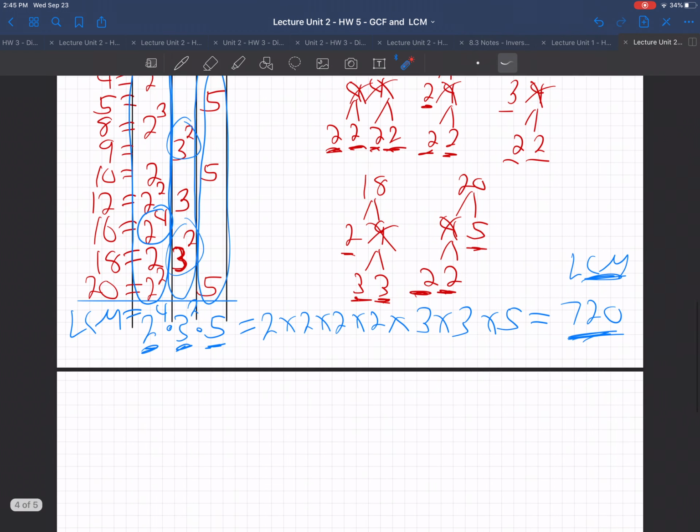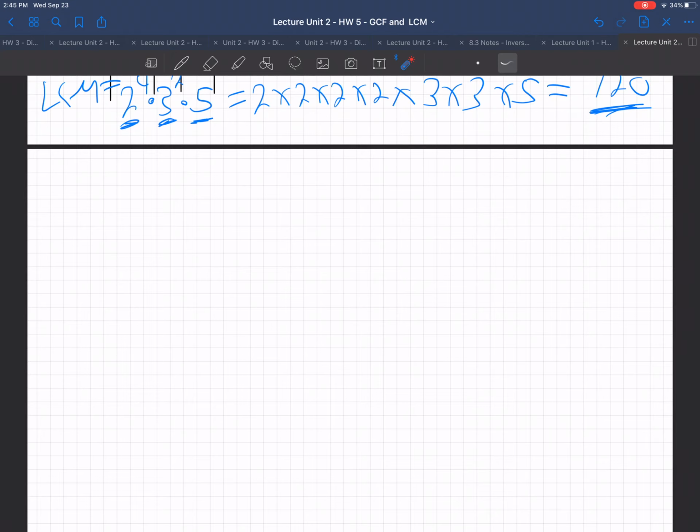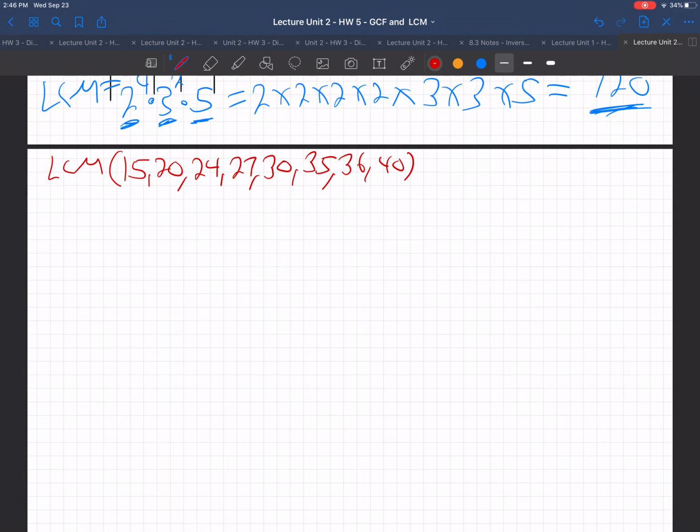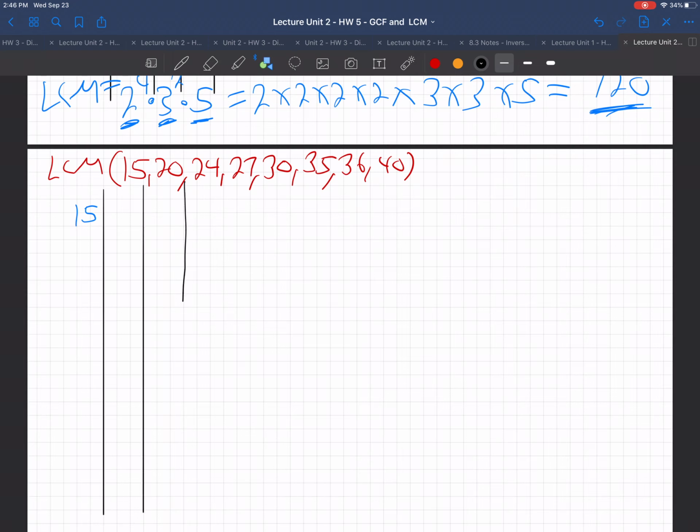Let's do one more. There's a second part on this question. Let's do a little bigger numbers. So let's start with, they're asking for the LCM of 15, 20, 24, 27, 30, 35, 36, 40. Okay, so let's write out these various numbers. We'll start with the 15. We gotta do the same thing we did last time, where we have a dividing line here, and then we'll have a little bit of space for each of the primes.